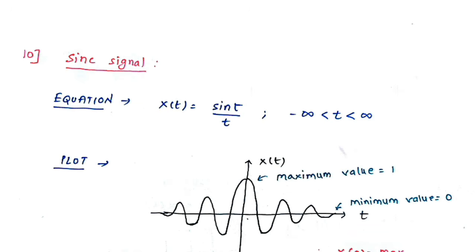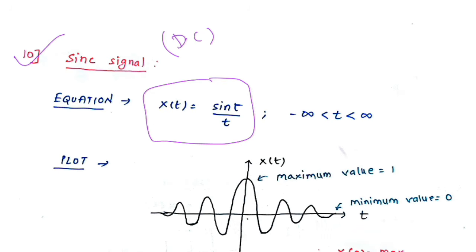So the 10th signal we have is the sinc signal. Now this signal is famous in digital communication because of orthogonality purposes. Okay, let's go for the equation and plot. When we talk about the equation, x of t is equal to sine t by t. So in limits, you have studied that if we have sine of theta by theta where theta tends to 0, then the answer is 1, correct? So what was the reason behind that? We will see by the graph.